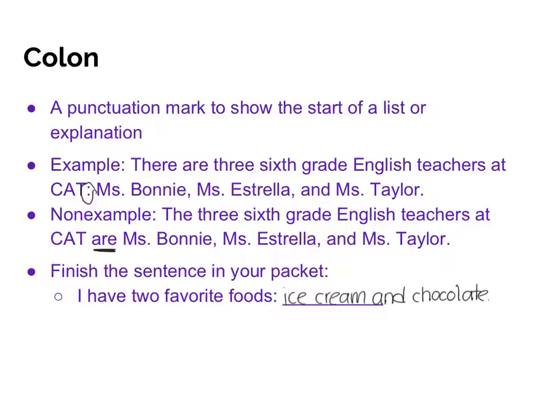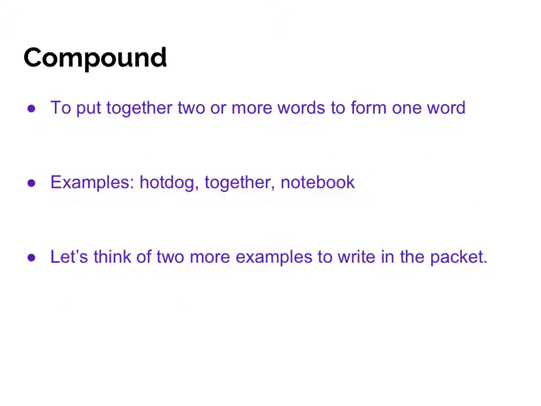Here's my example. I have two favorite foods: ice cream and chocolate. It is a list of my favorite foods. So to show the start of the list, I put this colon here. And now a little bit above that on the same page, page 2, you'll find the word compound.